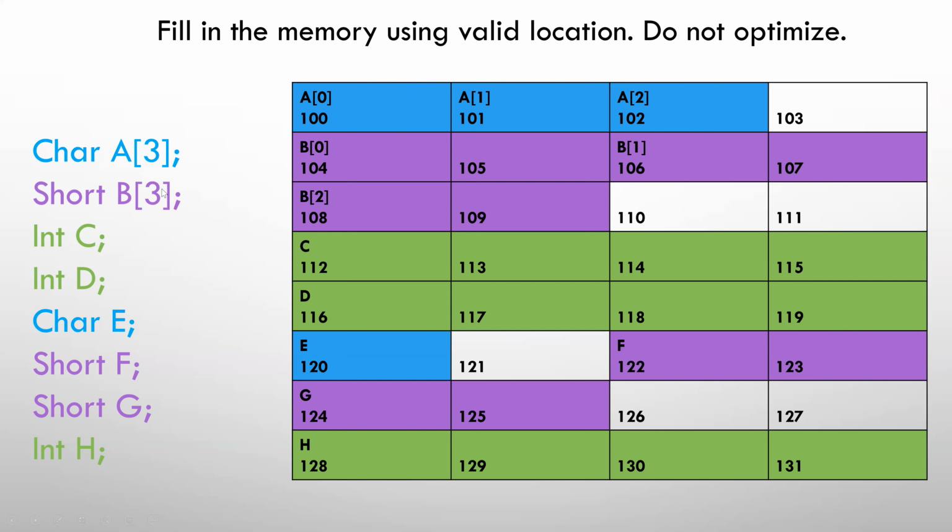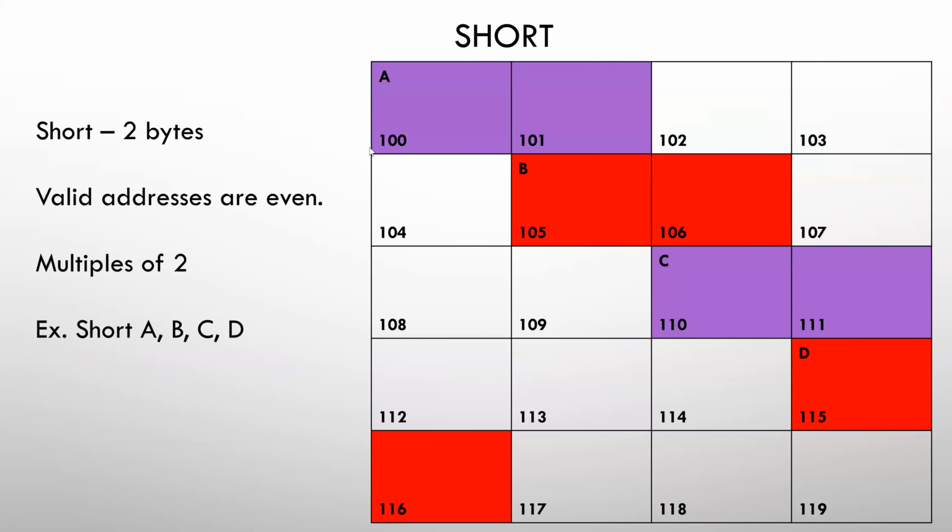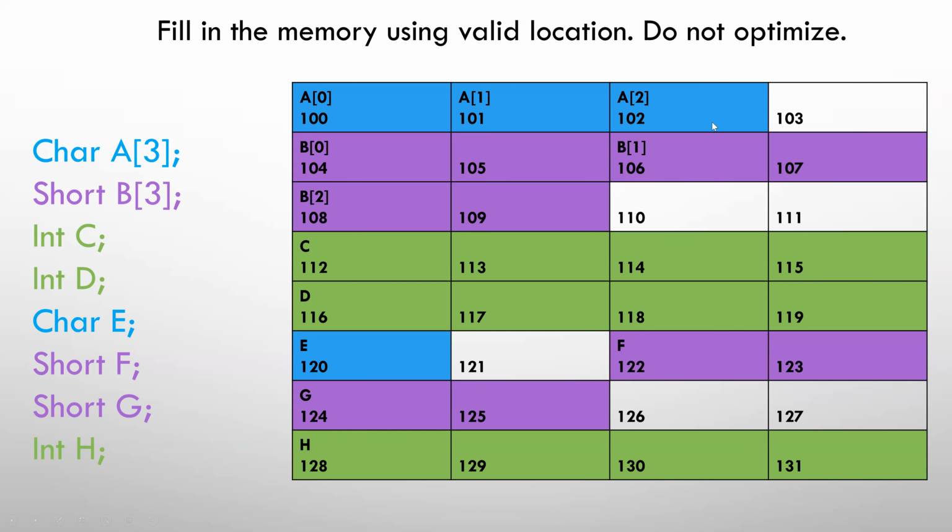And now we move on to short B with an array of 3. As you can see here, we don't use address 103, because if you go back to the short slide, it says valid addresses are even and multiples of 2. Address 103 is not even and not a multiple of 2. So we skip address 103 and move on to address 104. We start off with short B array 0. That takes up 2 spots, address 104 and address 105.